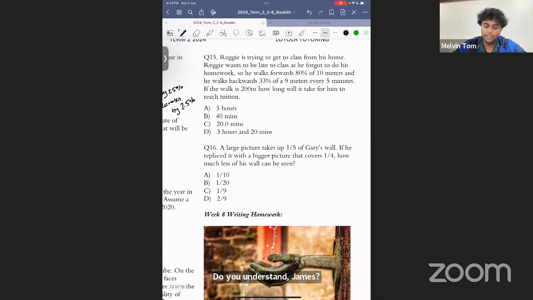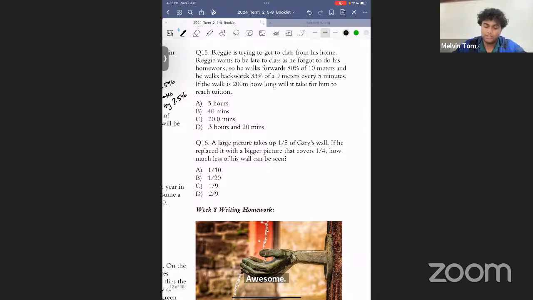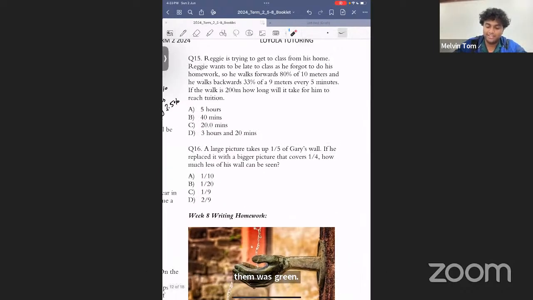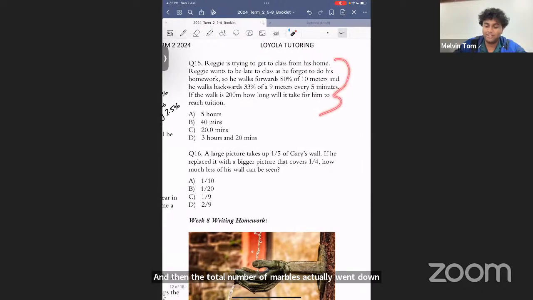Question number 15. Reggie is trying to get to class from his home. By the way, this is every single student I know when they have to go to tuition on Saturday mornings, right? Every single tuition student. Why did she take out the marble? It's just a question. I don't know why she took it out.